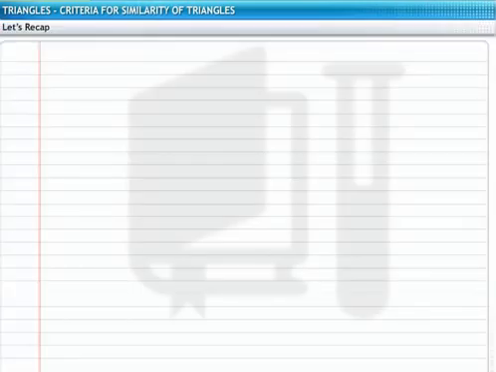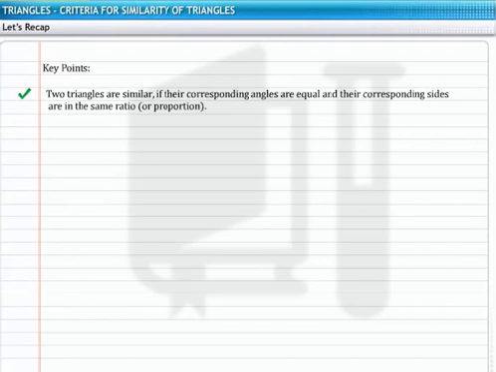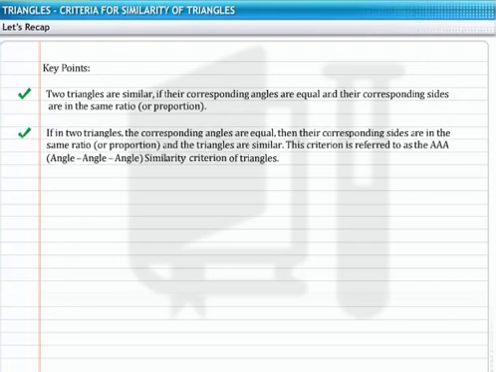You have reached the end of this section. Before moving on, let's review the key points covered. Two triangles are similar if their corresponding angles are equal and their corresponding sides are in the same ratio or are proportional. If in two triangles the corresponding angles are equal, then their corresponding sides are proportional and the triangles are similar. This criterion is referred to as the AAA, or the angle-angle-angle similarity criterion of triangles.